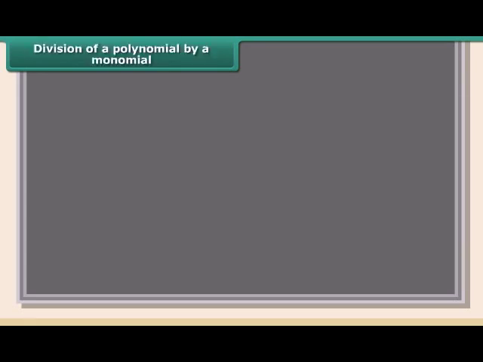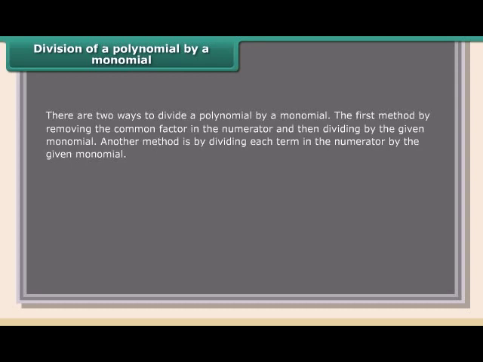Division of a polynomial by a monomial. There are two ways to divide a polynomial by a monomial. The first method, by removing the common factor in the numerator and then dividing by the given monomial. Another method is by dividing each term in the numerator by the given monomial.